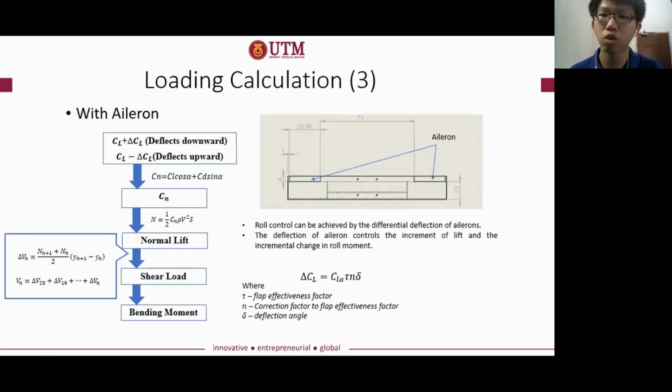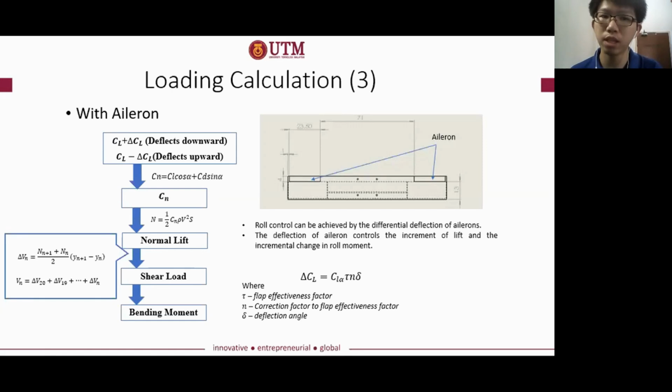So when the aileron deflects downward, the total CL value will be the original CL value plus the delta CL at the angle of attack in positions A, D, E, and G. But when the aileron deflects upward, the total CL value will be the original value of CL minus the delta CL. So when the new CL value is substituted into the Cn equation to obtain the normal lift coefficient Cn, we can expect that the value of the normal lift will be different. And as a result, the values of the shear and the bending moment in each position will also be different.